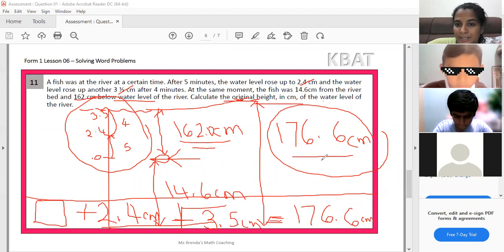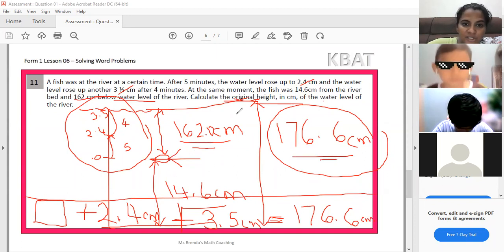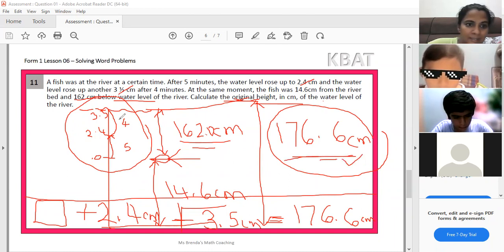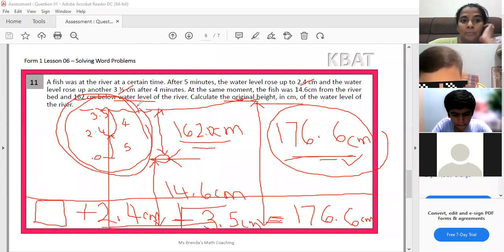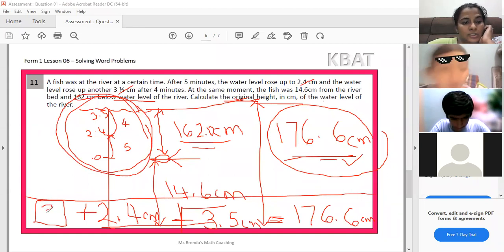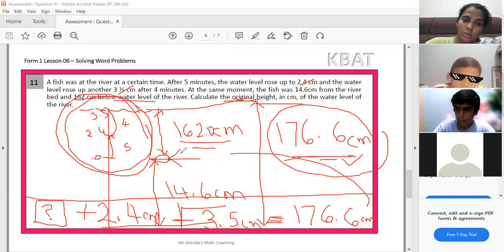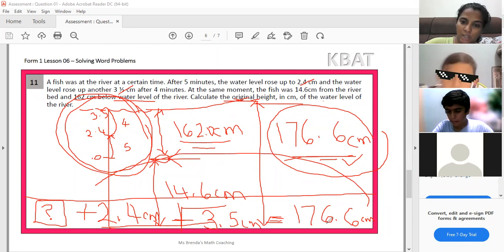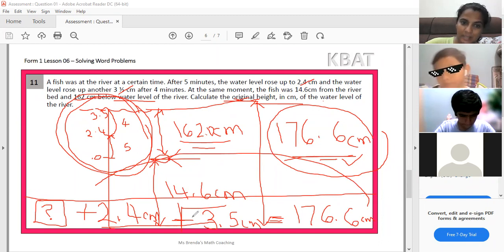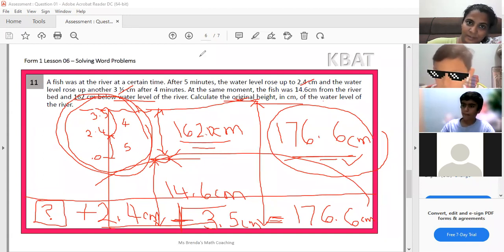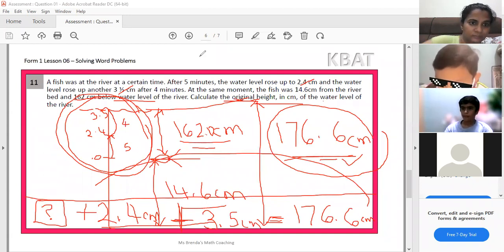176.6. How did I get this? Because from the location of the fish up and down, I got my 176.6. And these are the changes that happened. What I want to do is find this number in the beginning. How do I do it? Go reverse. That means take your 176.6 minus 3.5 minus 2.4. This is plus, so when you want to go back, you reverse.